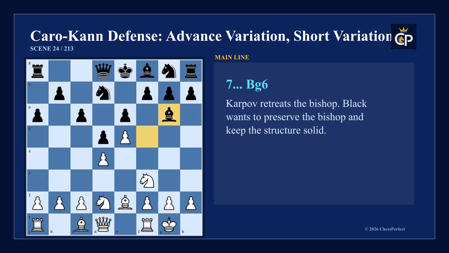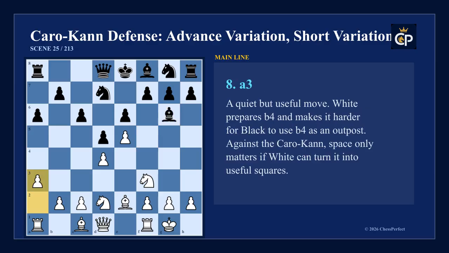Bishop g6. Karpov retreats the bishop. Black wants to preserve the bishop and keep the structure solid. a3. A quiet but useful move. White prepares b4 and makes it harder for Black to use b4 as an outpost. Against the Caro-Kann, space only matters if White can turn it into useful squares.